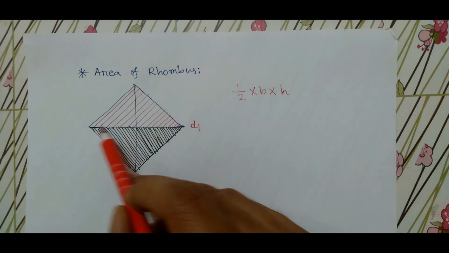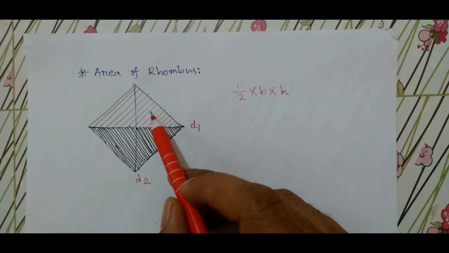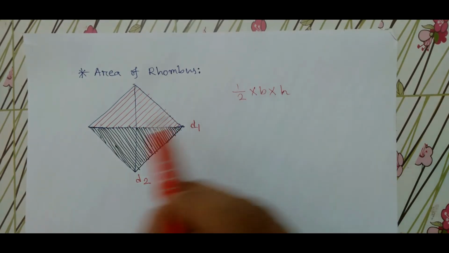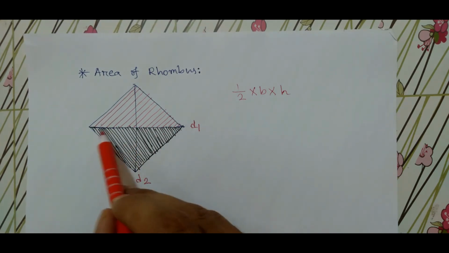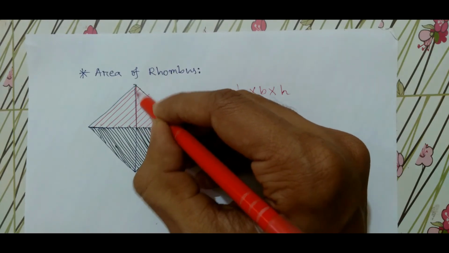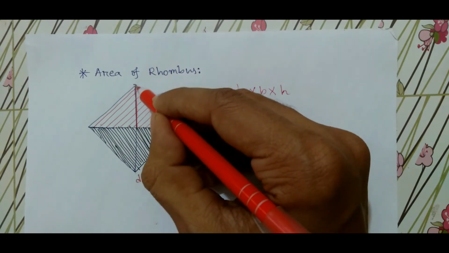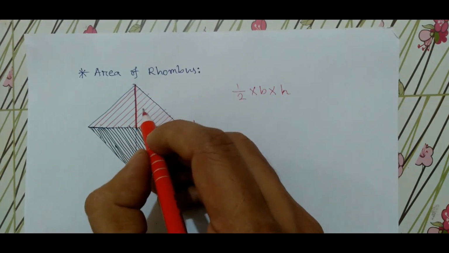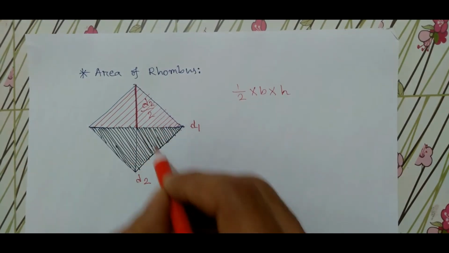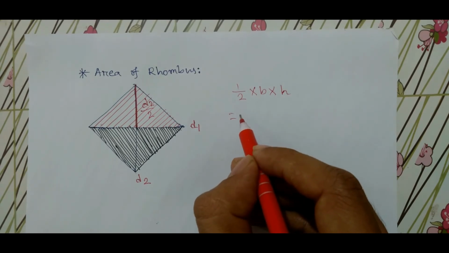So let's find the area of red shaded triangle. What will be the area of red shaded triangle? The area of red shaded triangle will be half multiplied by base multiplied by height. What is base here? D1 is the base. And what is height here? This portion is the half of diagonal, or half of D2. So our height will be D2 divided by 2. Okay. Now we will put the value.